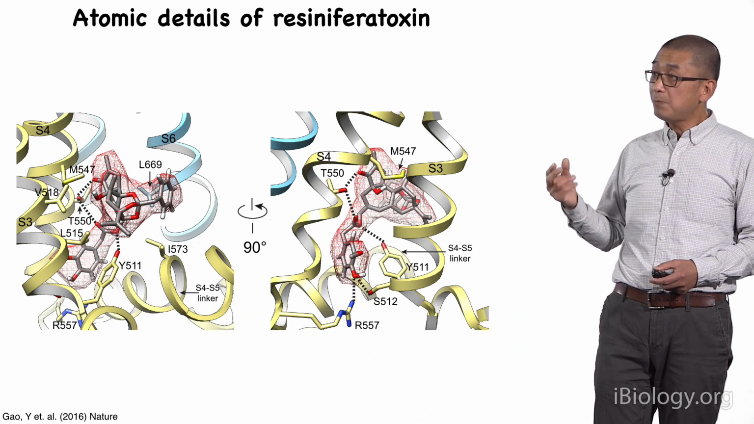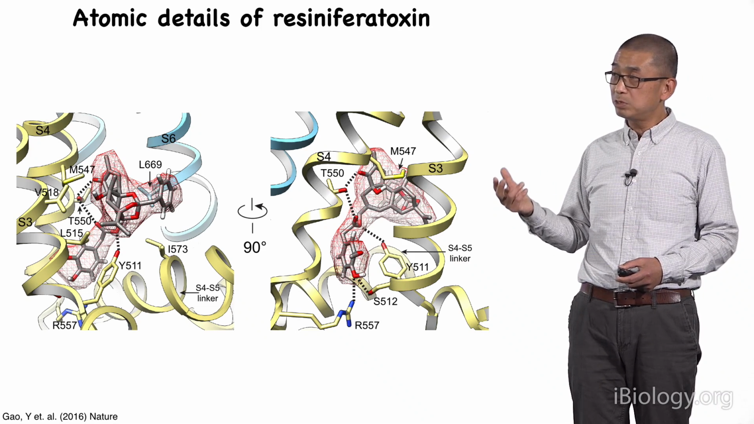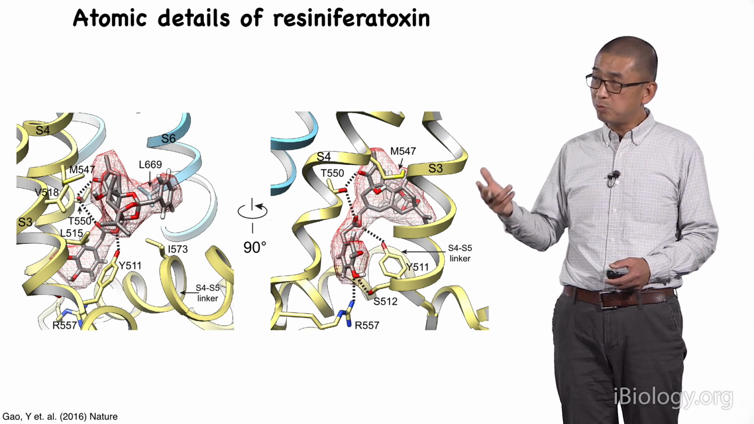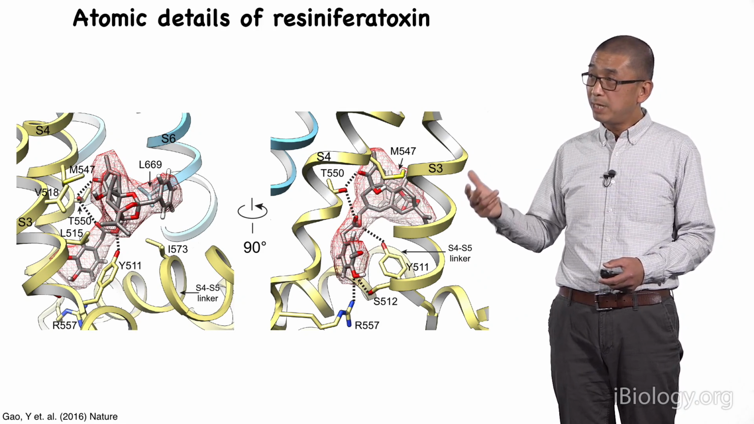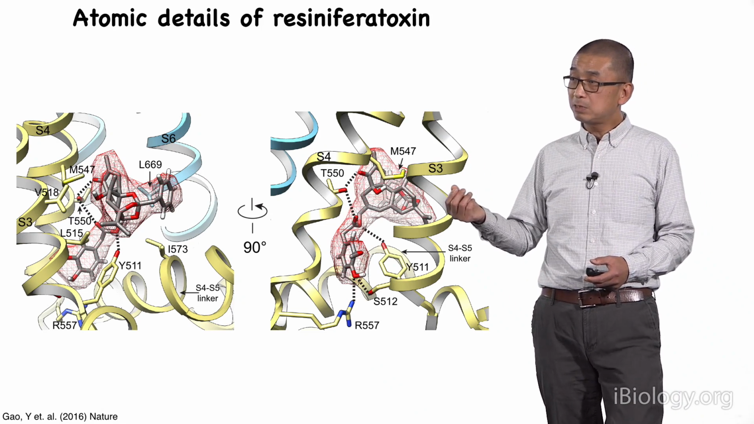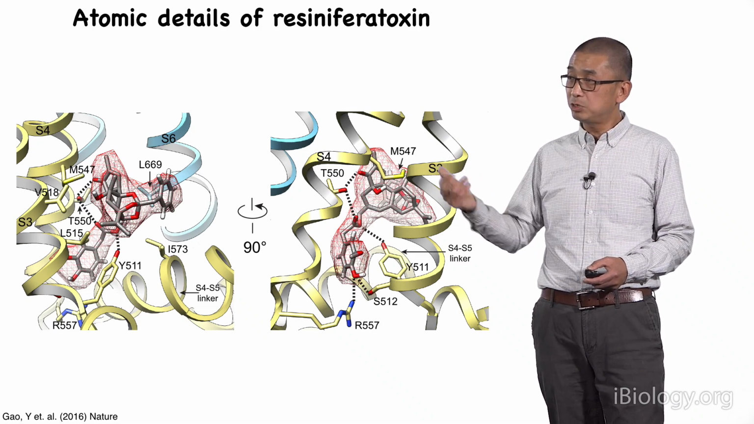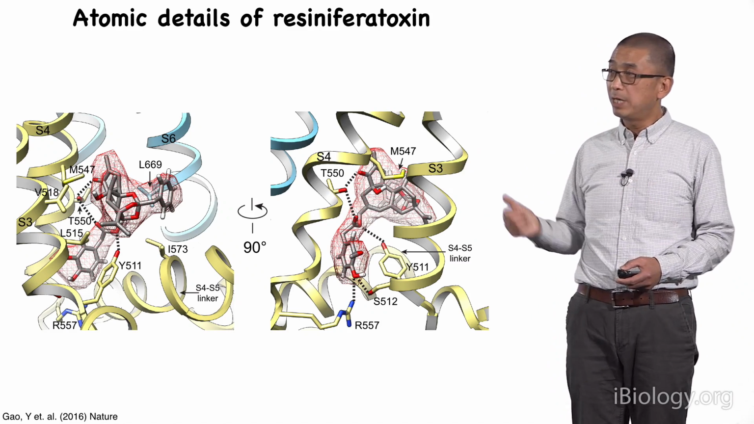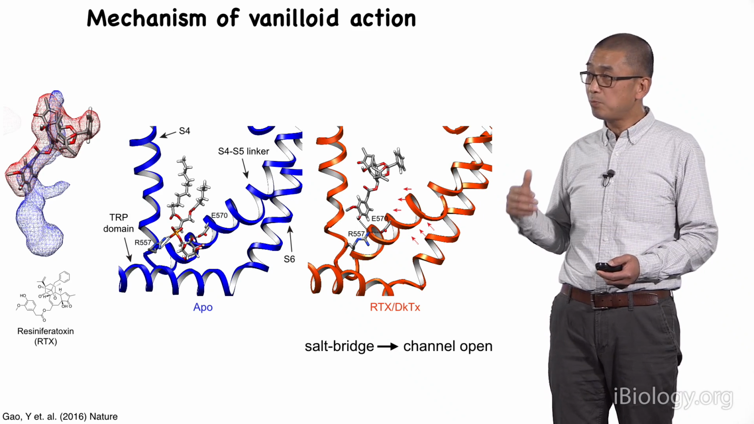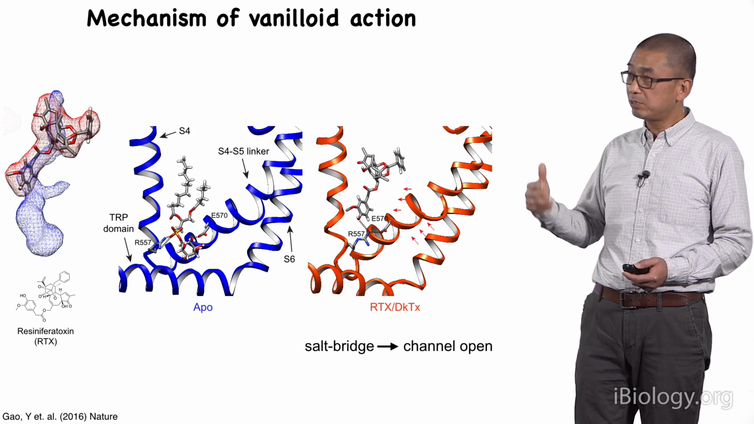Now, in the same pocket, in the agonist-bound structure with resiniferatoxin, which is a very potent TRPV1 agonist, we can also see an improved density. We can now model this agonist, how it binds there, and how it induces a very subtle conformation change to the channel, and understand how this agonist is actually acting on the channel. Now, putting all these things together, we can have a much better understanding of how vanilloid acts on the channel.